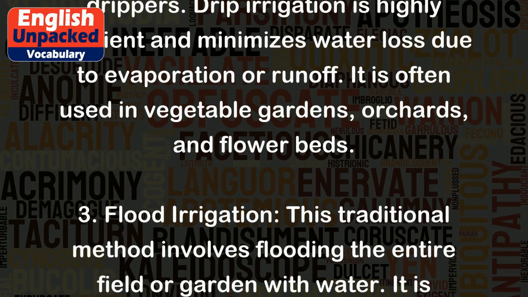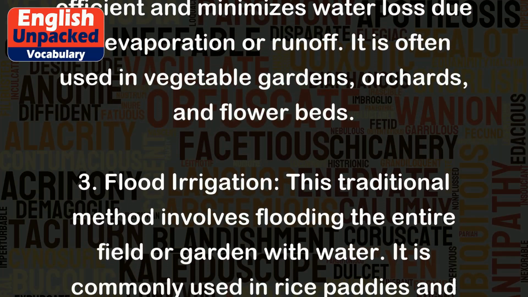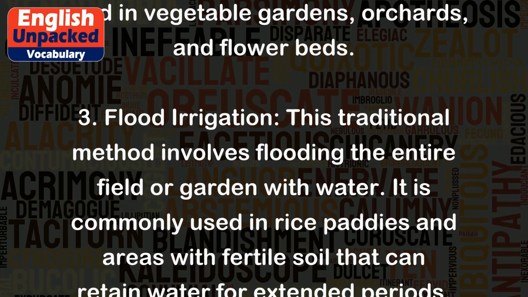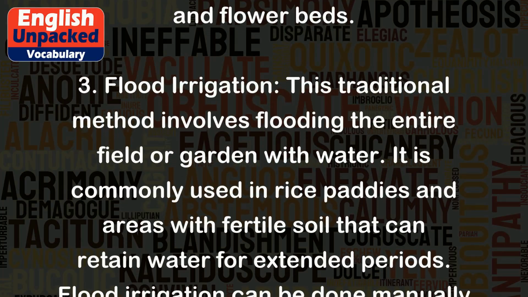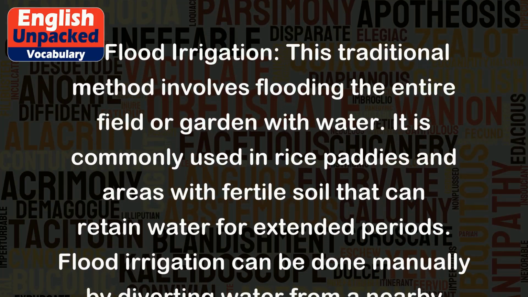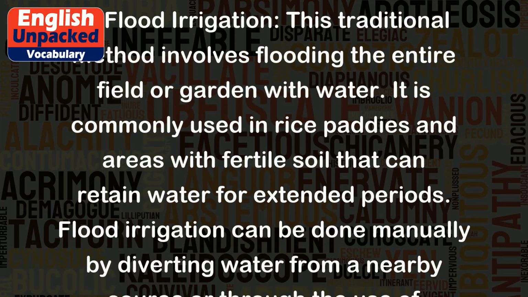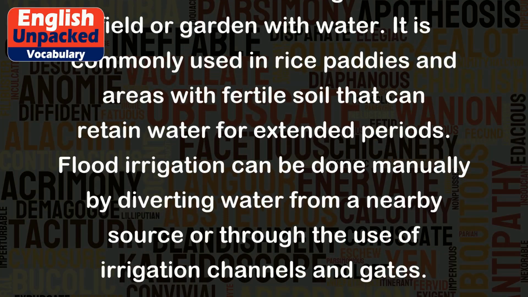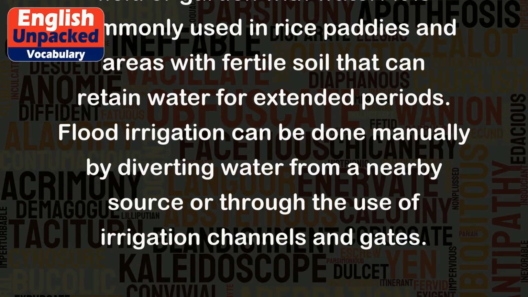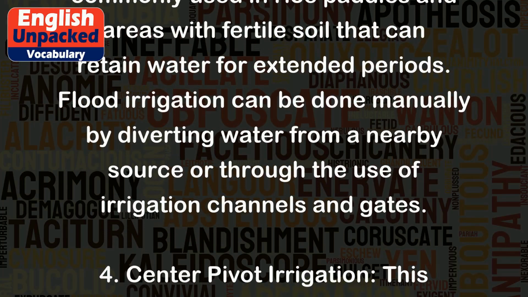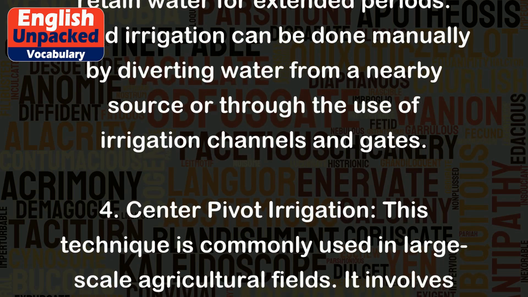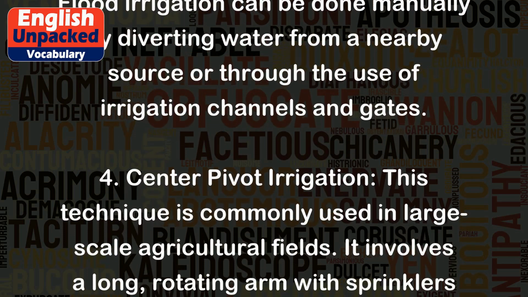3. Flood irrigation. This traditional method involves flooding the entire field or garden with water. It is commonly used in rice paddies and areas with fertile soil that can retain water for extended periods. Flood irrigation can be done manually by diverting water from a nearby source or through the use of irrigation channels and gates.